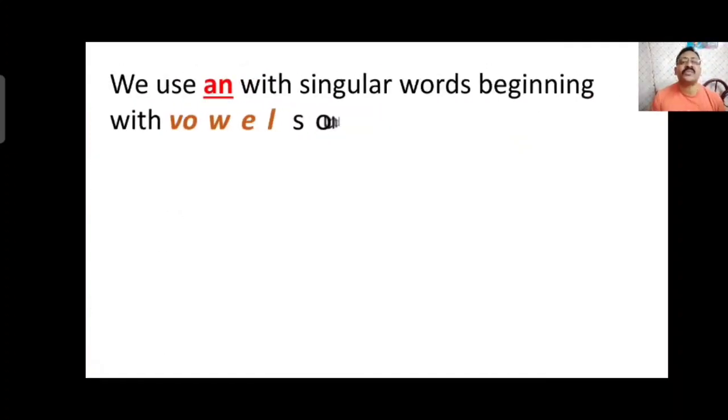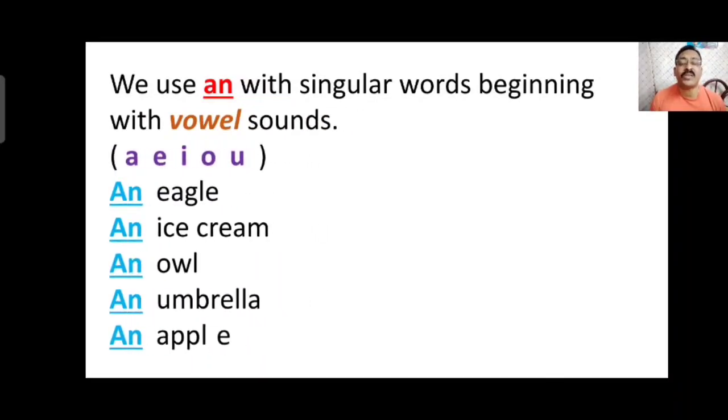We use An with singular words beginning with a vowel sound. Now the rest of the 5 letters, A, E, I, O, U, are said to be vowels. Generally these are the letters with which we make words. Before these words we generally use An, because words with vowel sounds generally have An before them, like an eagle, an ice cream, an owl, an umbrella, an apple.